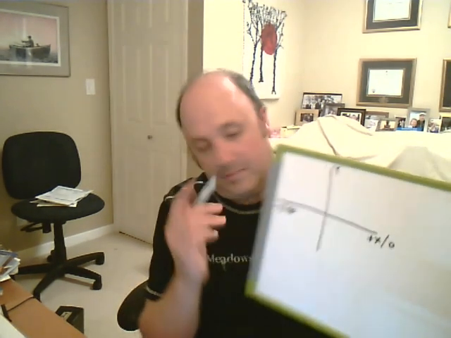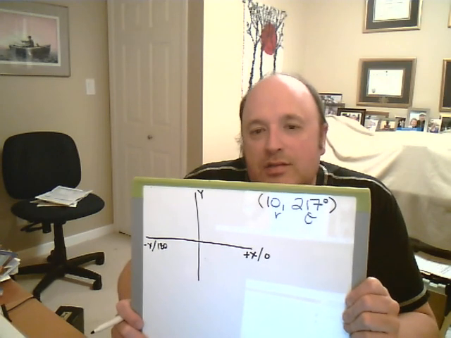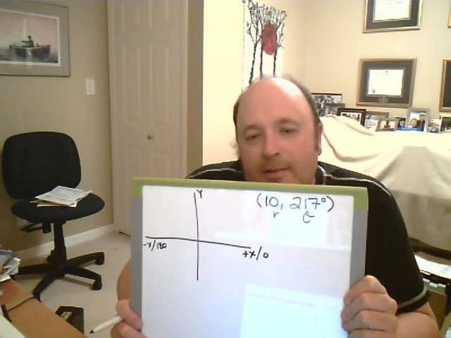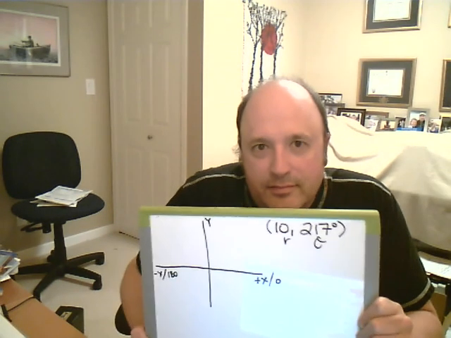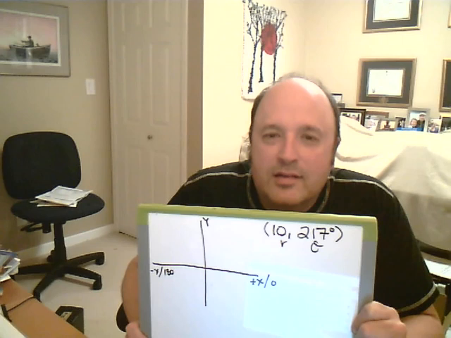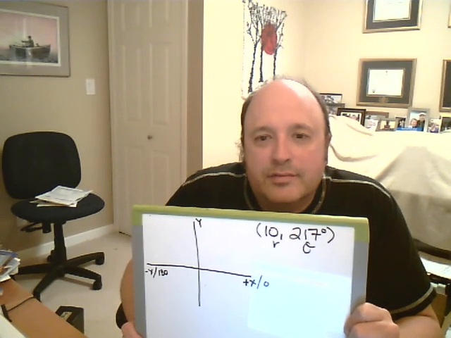So, okay, let's say I tell you that I've got the point 10, 217. That's the r, and this is the theta. And I ask you to tell me its xy coordinates. So, before we get into doing that, let's talk a little bit about what's happened, because, dearly beloved, we're gathered here today to witness the death of SOHCAHTOA.